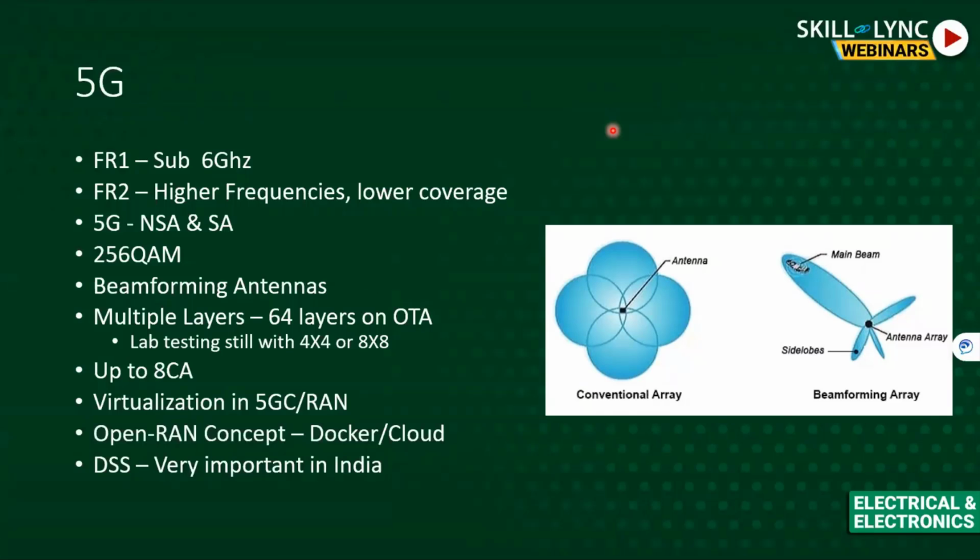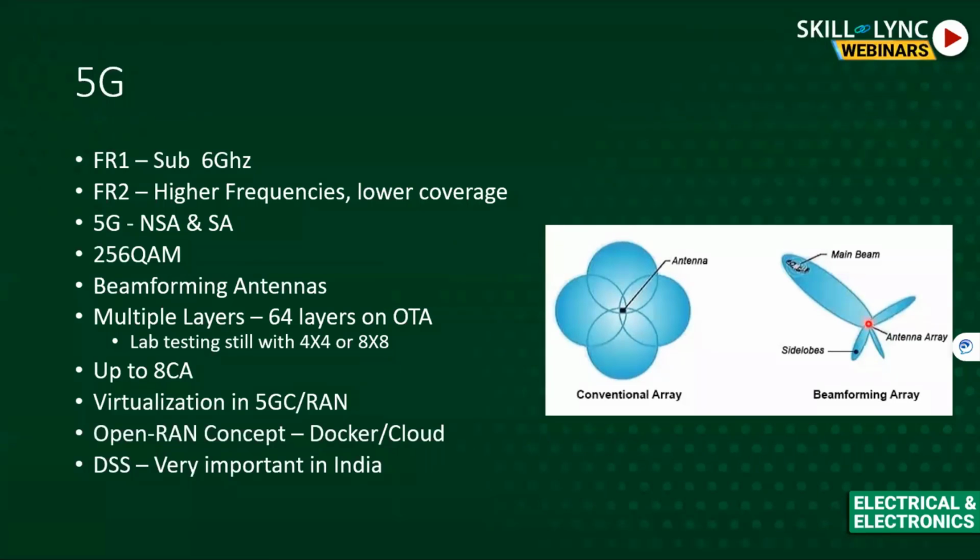Then we have beamforming antennas. So initially we used to have a conventional array of antennas like how you see in the picture here. And then there used to be interference. That's where we had ICIC, enhanced inter-cell interference coordination, and then those will be sorted out here because we will have a different antenna array for each antenna.